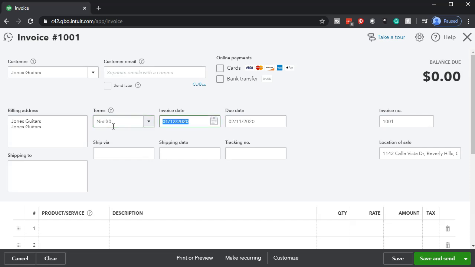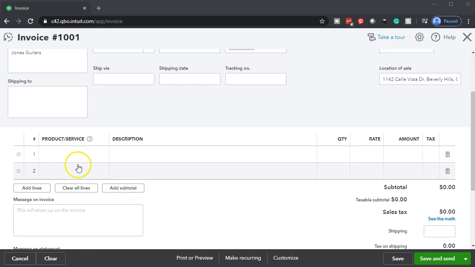So then we're going to have the date. I'm going to say the date is going to be 1/12/2020. Therefore, the due date, 30 days, net 30, is 2/11. So it's going to be due on 2/11. This populated automatically for us. Then I'm going to scroll down.